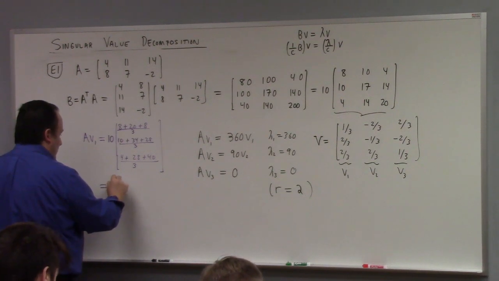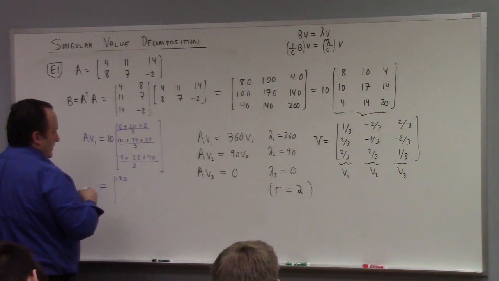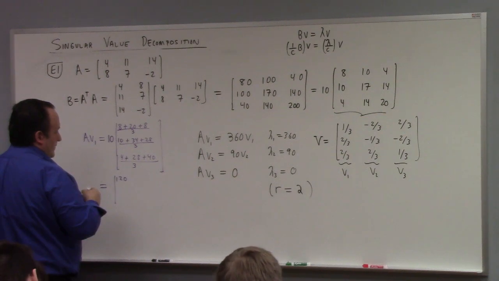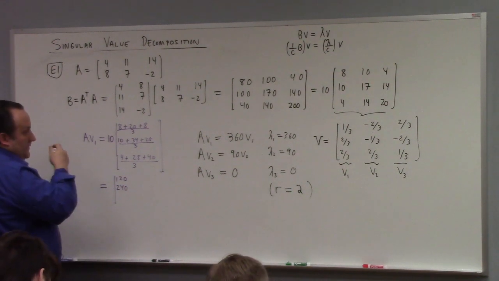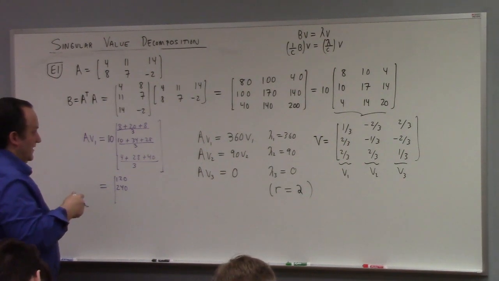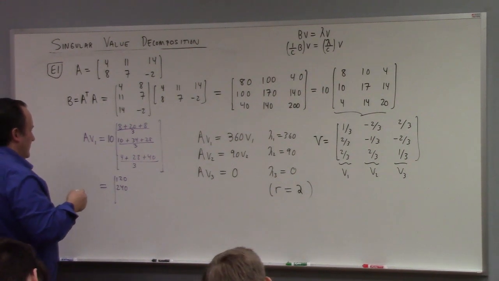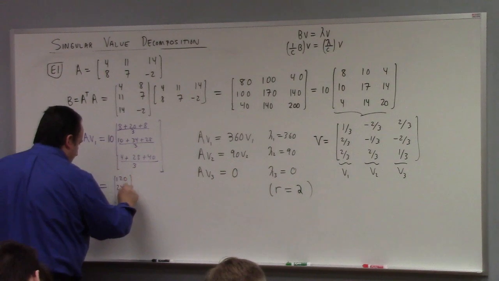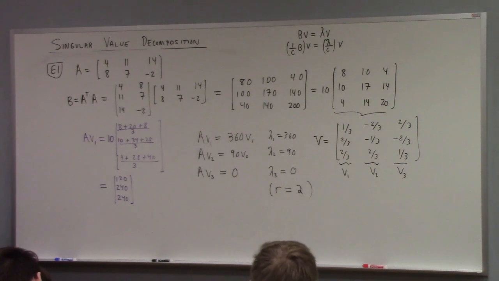So I got a 120. And what's this work out to? 72 over 3? What's that? 24 times 10, 240. And then what? 44 plus 28. So I think that's another 240, yeah. So that's AV1, right? Allegedly, if I haven't made a dumb mistake. And it looks like I made a dumb mistake.